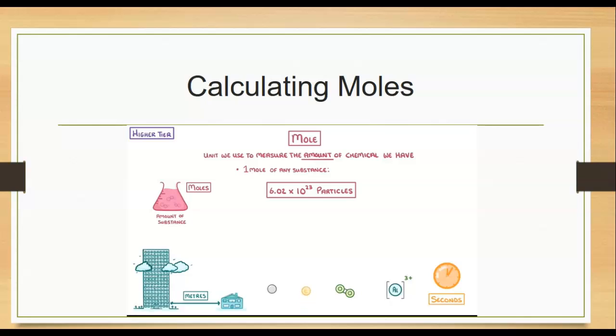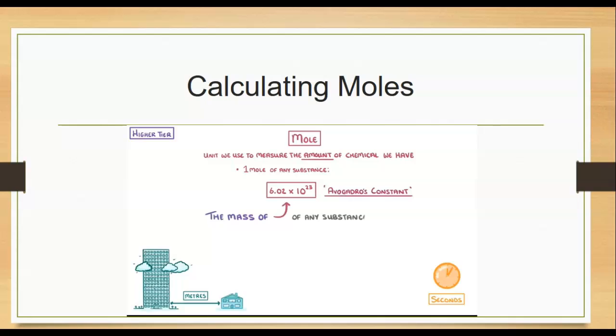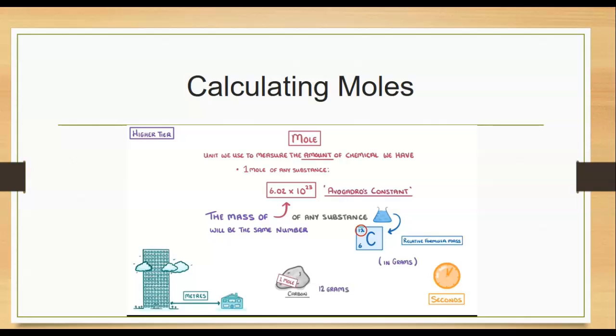So if we had a little pile of carbon and we were told that it contained exactly 1 mole of carbon, then there must be 6.02 times 10 to the 23 atoms of carbon in that pile. We call this number Avogadro's constant. And the reason it's this specific number is that the mass of that many particles of any substance will be exactly the same number as that substance's relative atomic or formula mass in grams. So our little pile of 1 mole of carbon would weigh exactly 12 grams, because carbon's relative atomic mass is 12.